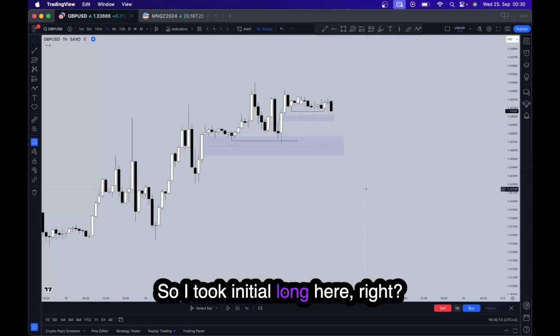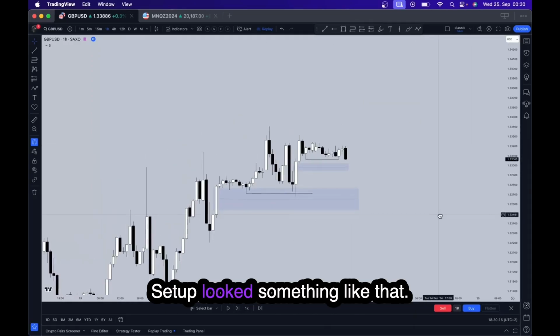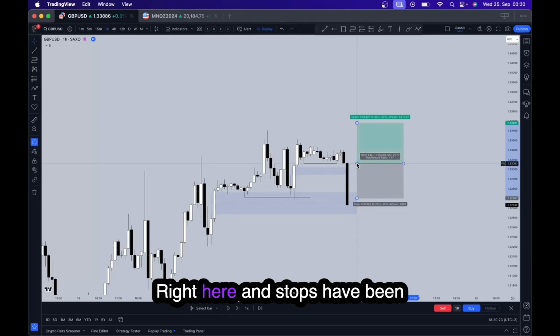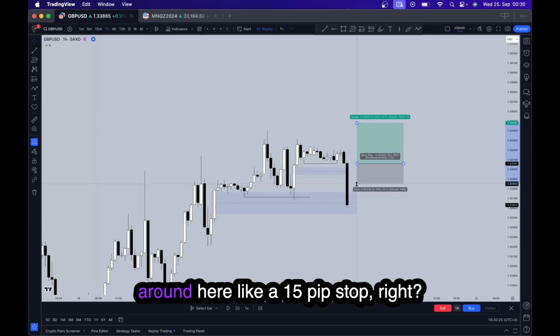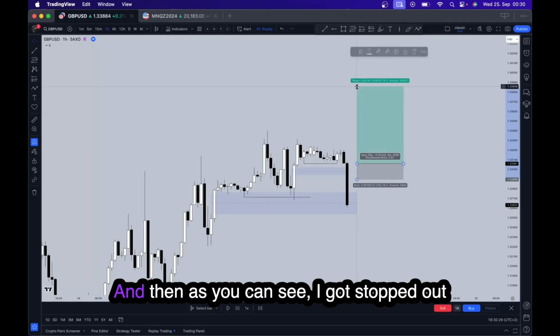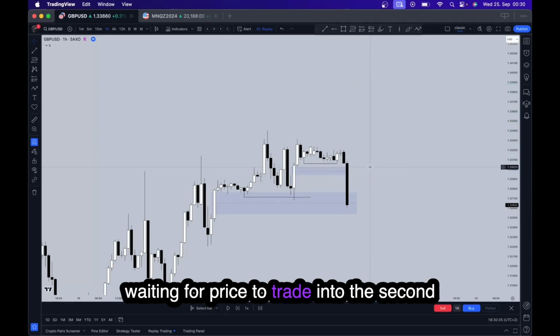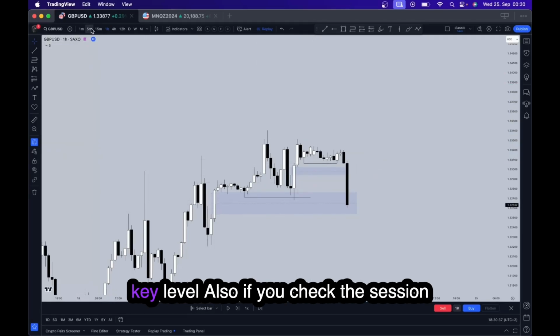So I took an initial long here, right? The setup looked something like that. I had my entry here, around that, below that low, right here, and stops have been around here, like a 15 pip stop, right? And then as you can see, I got stopped out on the initial trade, and then I have been waiting for price to trade into the second key level.